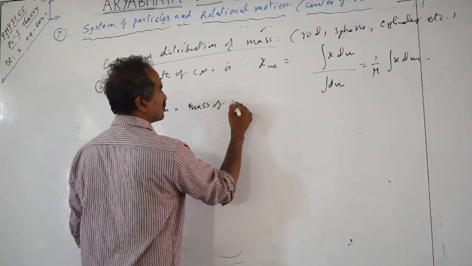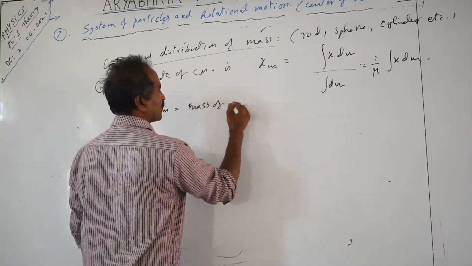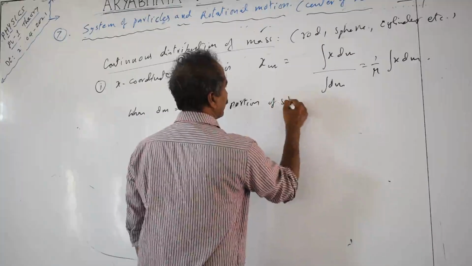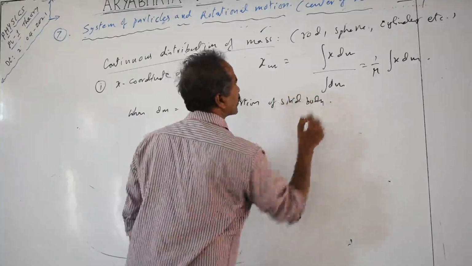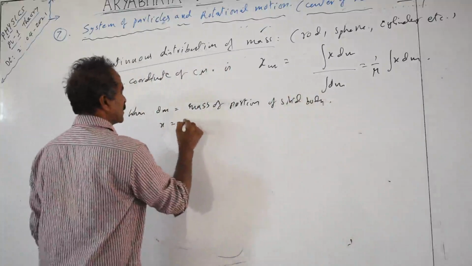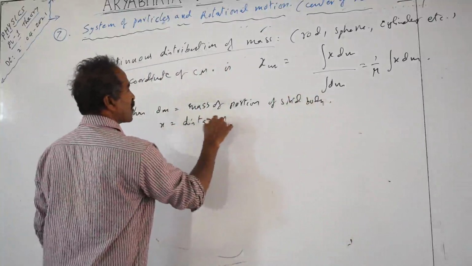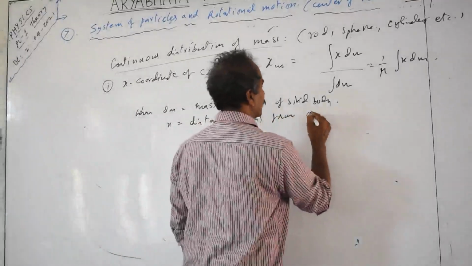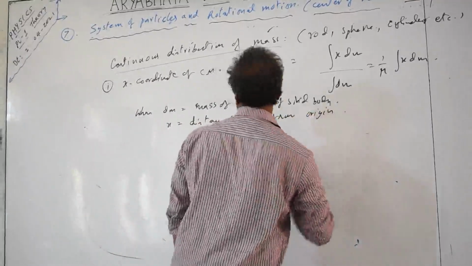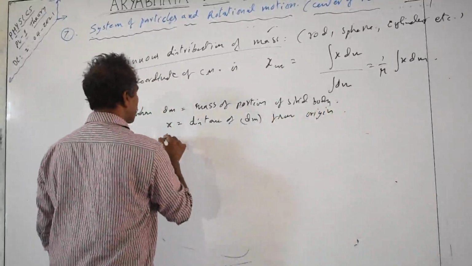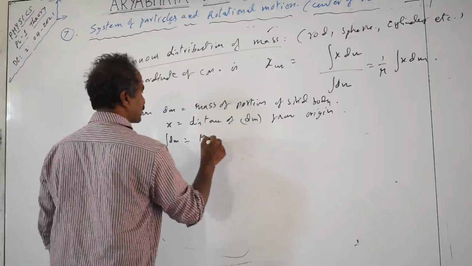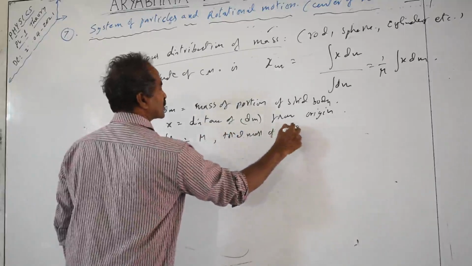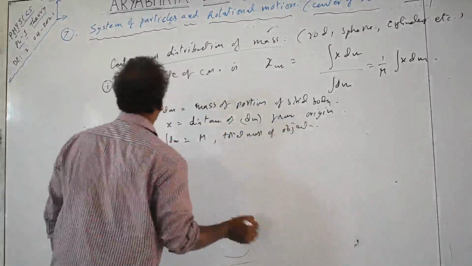So dm is a small mass, a portion or part of a solid body. What is x? x is the distance of dm from the origin, and the integration of dm is equal to the capital M, the total mass of the object. It is not a particle, we are taking an object or solid body.